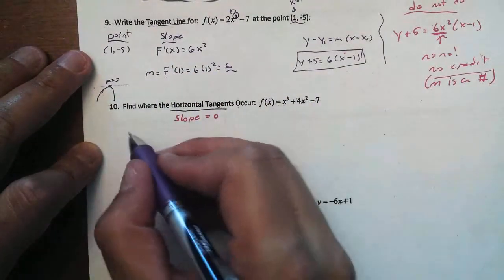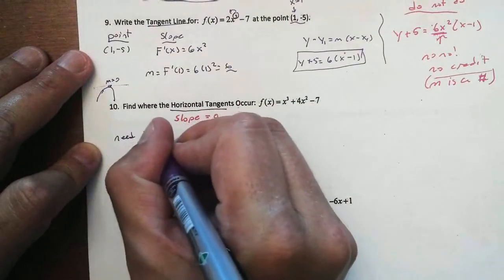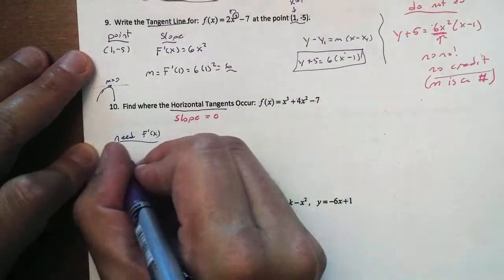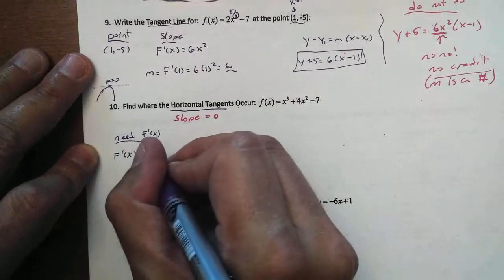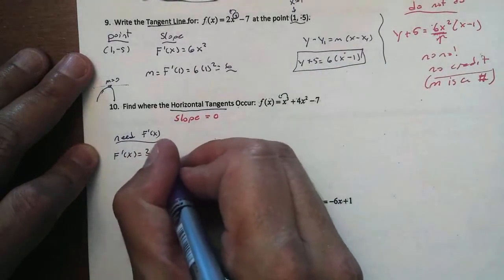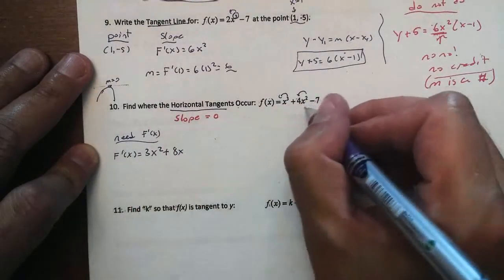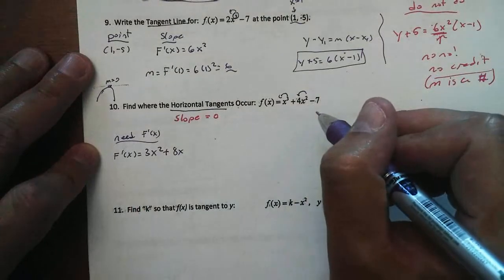So what we need is the derivative. That's the first thing we're going to need. So the first thing we need is f prime of x. And I can get that pretty easily. F prime of x equals, now we're going to do the power rule. Drop your power. We get 3x squared plus 8x. Again, what happens to the 7? It goes to 0. Very good.